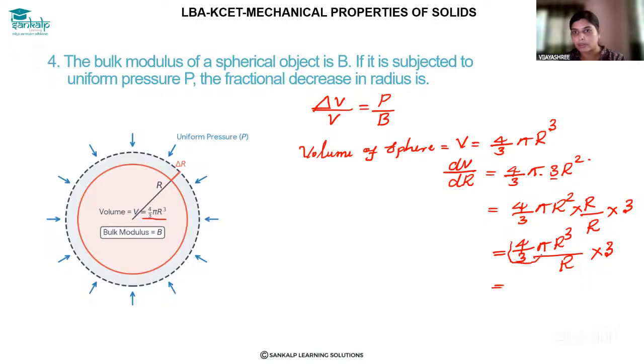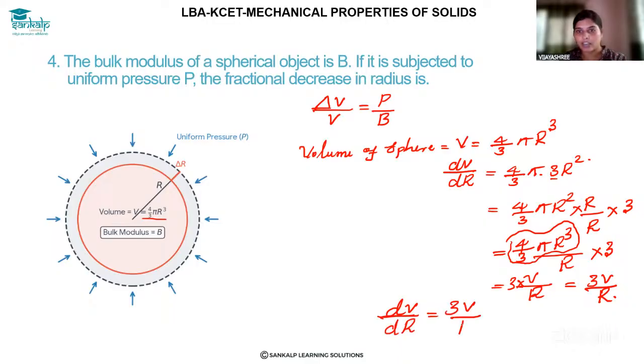What can we write 4 by 3 pi r cube as? It is the volume. So it can be written as volume into 3 divided by r, which is equal to 3V by r. Therefore dV by dr, the change in volume with respect to radius, can be written as 3V by r. Correct? You can note this down.